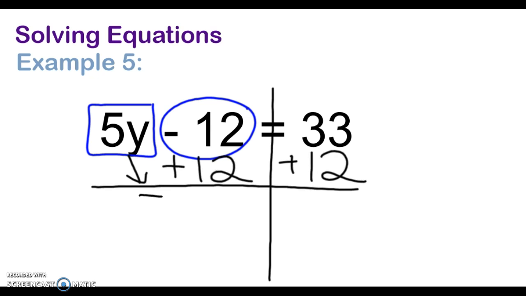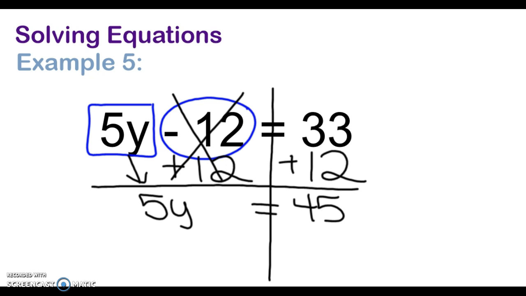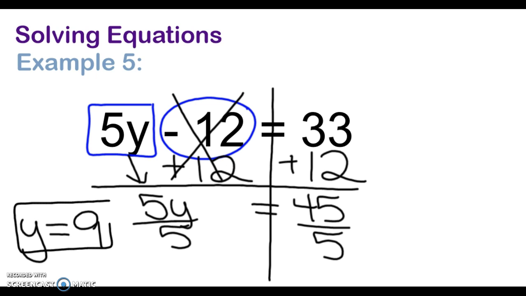I'm going to bring my box down. I have 5y. That cancels out. 33 plus 12 gives me, what's that, 45? All right, I'm going to divide, everybody's favorite step. When you do 45 divided by 5, y equals 9.